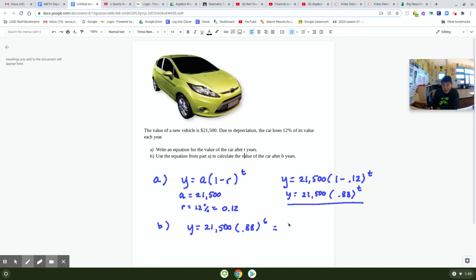And so what that's equal to, it should definitely be less. If the car is depreciating in value, that means it's going down in value. So once you plug things in your calculator, you know you're doing things at least somewhat correctly if you come up with a number smaller than 21,500. If you come up with a number larger, oh, you're doing something incorrect. But here's what I come up with. $9,984.68. I'm going to round that to the nearest dollar, $9,985. So the car went down quite a bit less than half its value after 6 years.